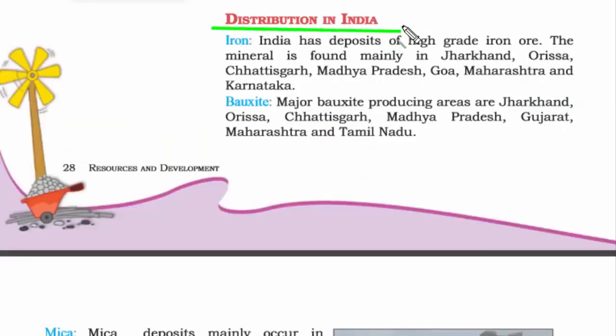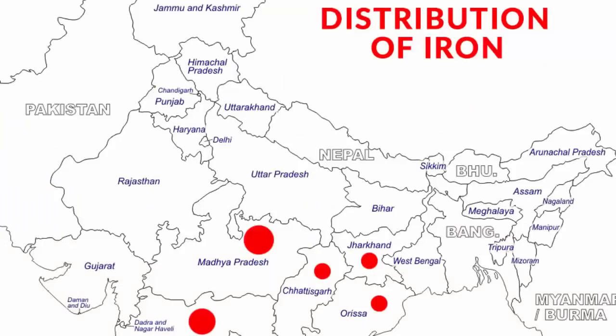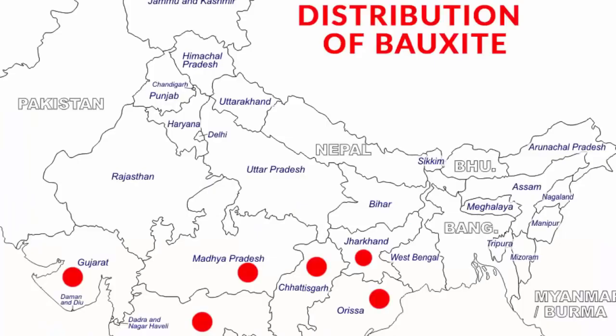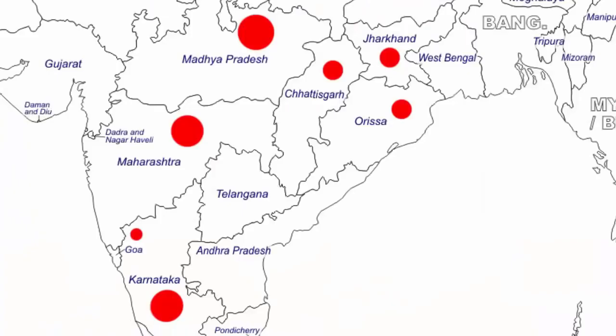Now we'll read about the distribution of minerals in India. Let's read about iron. India has deposits of high-grade iron ore, and they are found in these areas. I'm going to show all of these places on a map. Just have a look at it. The next one is bauxite. Major bauxite producing areas are, I'll just show all of these places on a map. Just have a look at it.